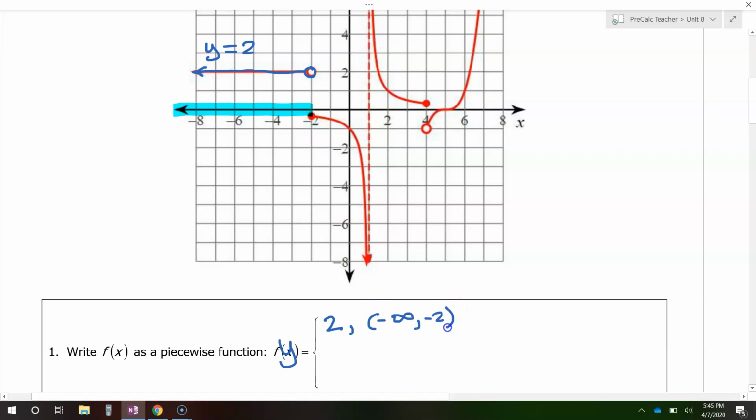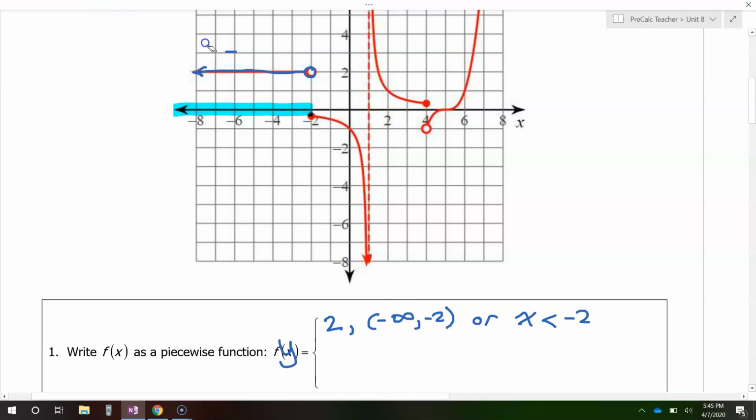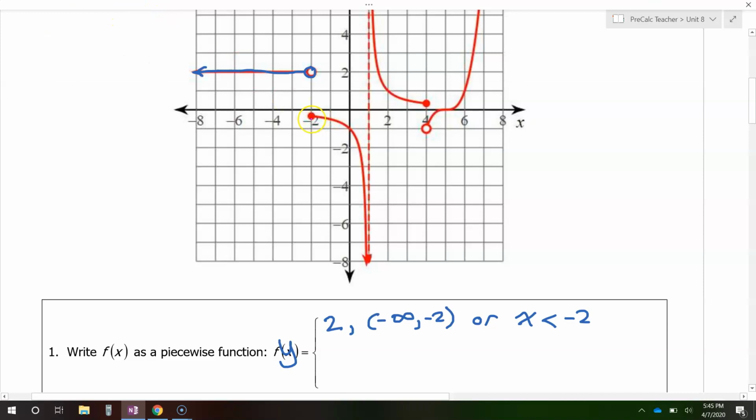I'm going to put a round parenthesis here because it's an open circle, and this means that negative 2 is not included in that part of the function. If you are someone who likes inequalities, you might prefer to write x is less than negative 2 for the domain instead. Anyway, let's switch over and talk about the next part of the graph.